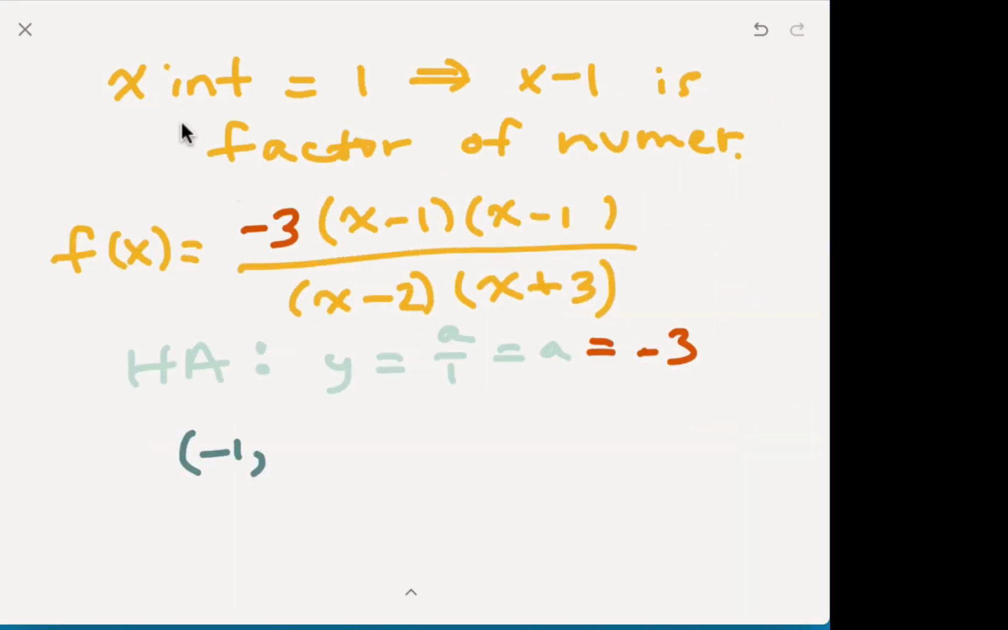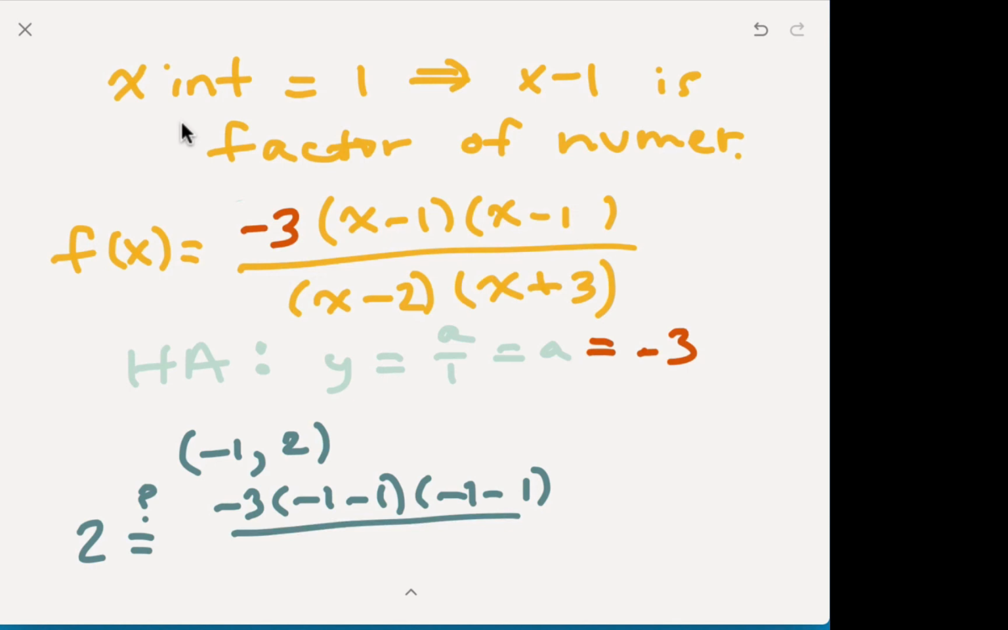use it to check. If we knew we had the point -1, 2, we could check and see if this works. So that means 2 should equal -3, and I need to know if this is actually true. Times -1 minus 1 times -1 minus 1. I guess I could have just rewritten that as a squared. -1 minus 2, -1 plus 3.